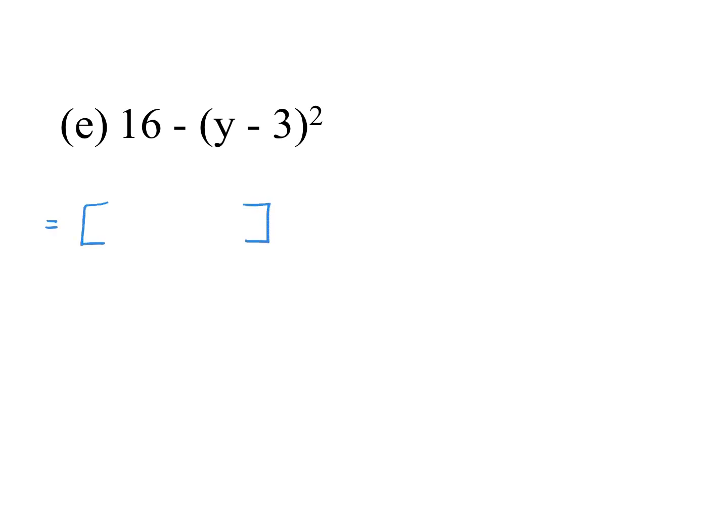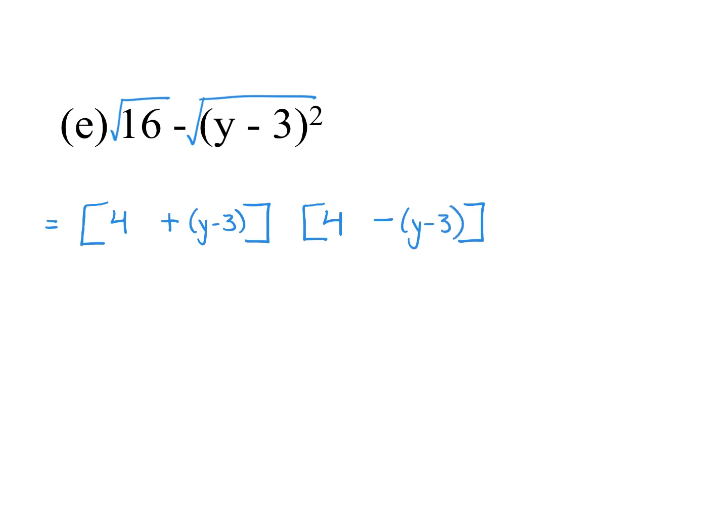And I'm going to draw square brackets just because there's going to be a lot of brackets here. Okay, so now let's put plus in one and minus in the other. And let's take the square root of 16, which is 4. So I'll put 4 in the first one and 4 in the second bracket. And now let's take the square root of y minus 3 squared, which is just y minus 3 in bracket and y minus 3 in bracket.